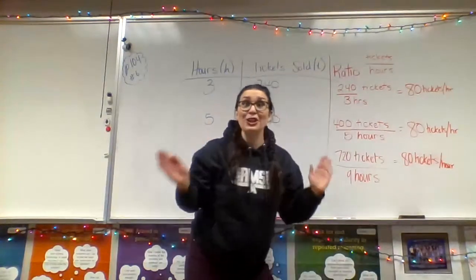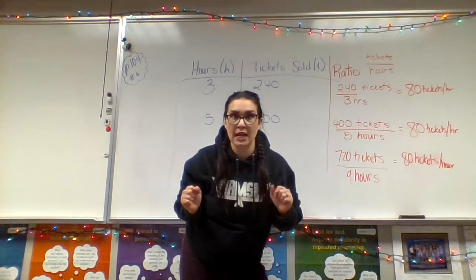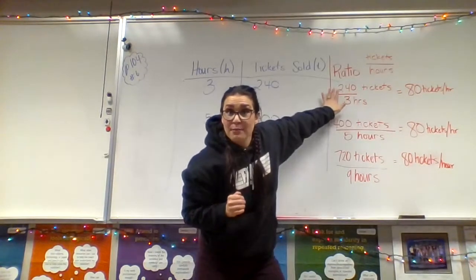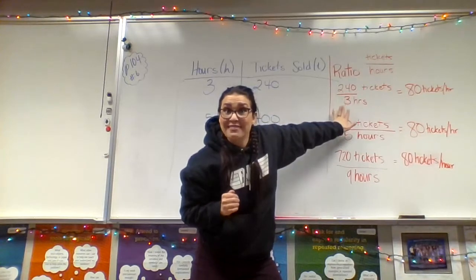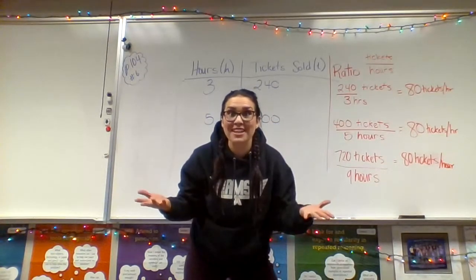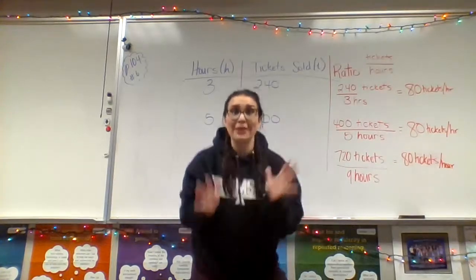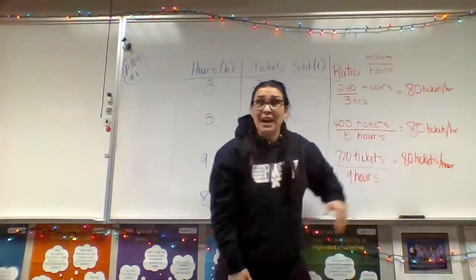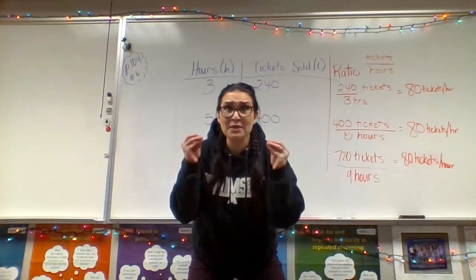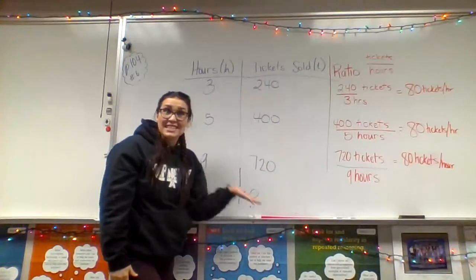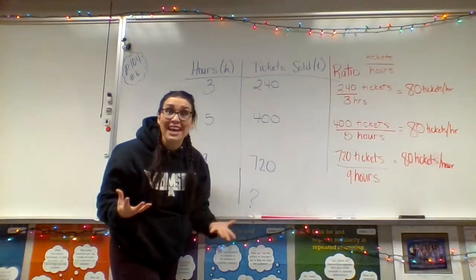Ta-da! Look at this. Look how super nice and easy this was. So my friends, I noticed that when I took the number of tickets that I sold and divided it by the hours that I was actually selling tickets, oh my goodness, look at this. 80 tickets an hour, 80 tickets an hour, 80 tickets an hour. My friends, that means we found a pattern, which means this is a proportional relationship, right?